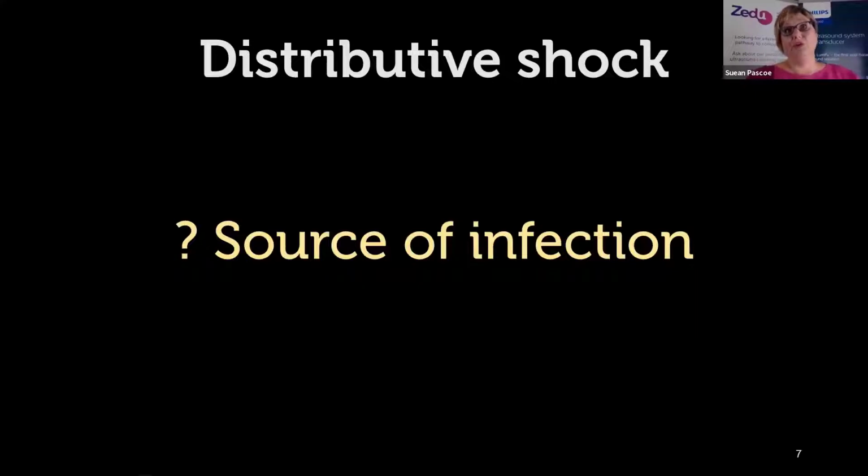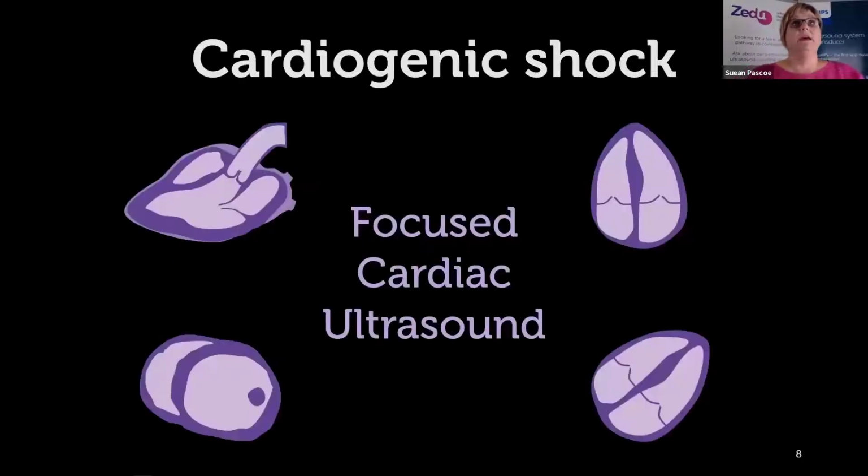There's distributive shock, and there's no real clearly defined protocol for this. You can use ultrasound to investigate the source of infection on some occasions, so for example, for pneumonia and things like that.